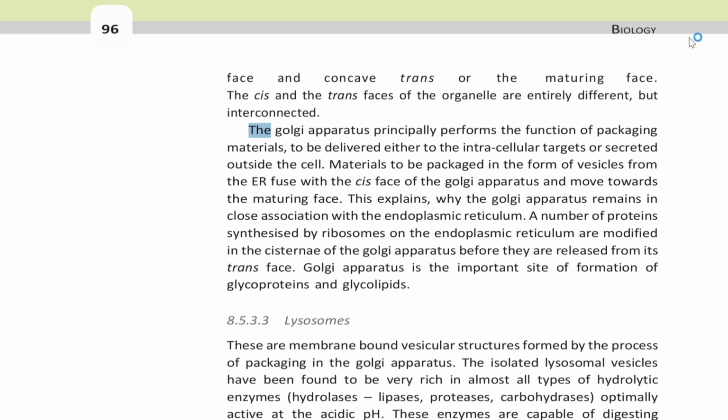This explains why the Golgi apparatus remains in close association with endoplasmic reticulum. A number of proteins synthesized by ribosomes on the endoplasmic reticulum are modified in the cisternae of the Golgi apparatus before they are released from its trans phase. Golgi apparatus is the important site of formation of glycoproteins and glycolipids.